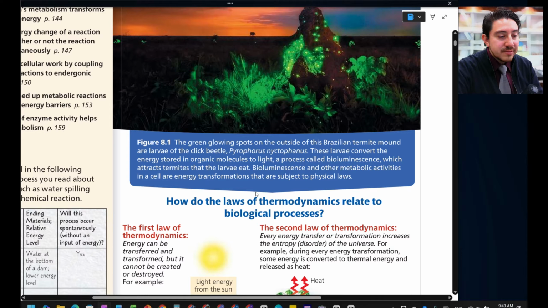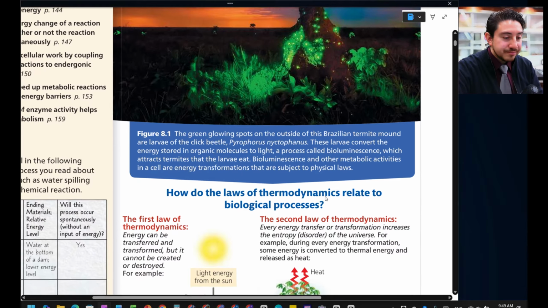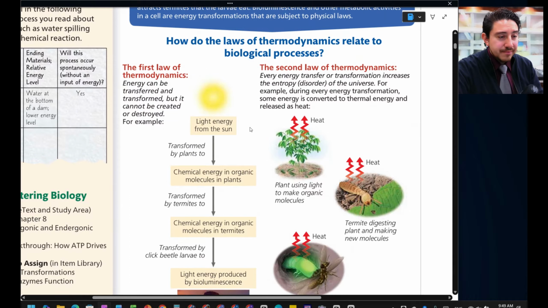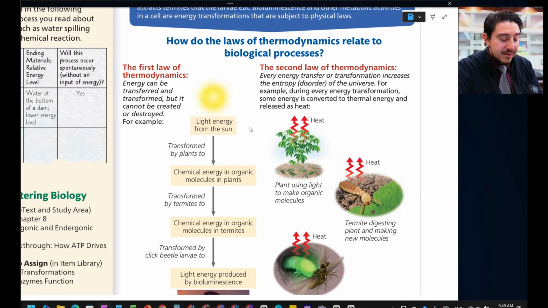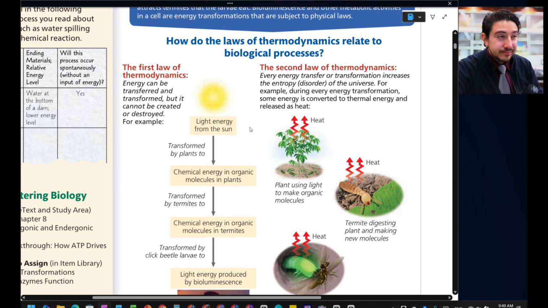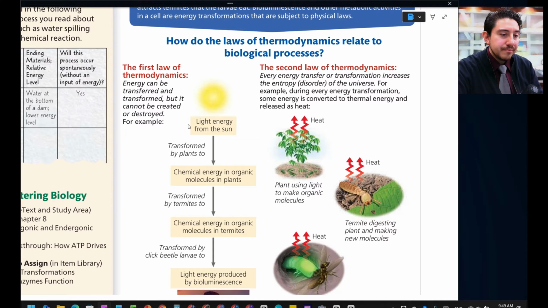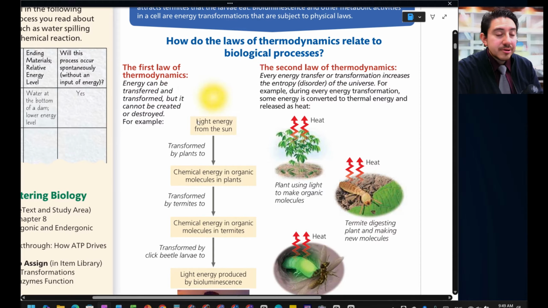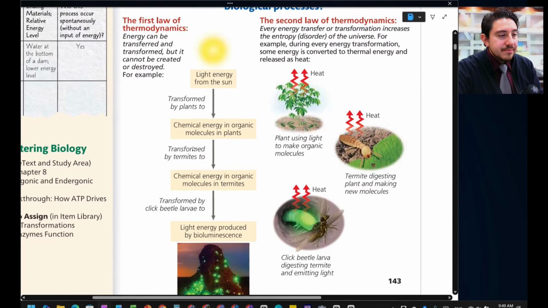Bioluminescence and other metabolic activities in a cell are energy transformations that are subject to physical laws. So we're going to see the laws of thermodynamics in a little more detail, but in a biology context, so not too many calculations and things like that you'll see in a physics course, right? Just the principles that are involved in biological processes. First law of thermodynamics: energy can be transferred and transformed, but cannot be created or destroyed.